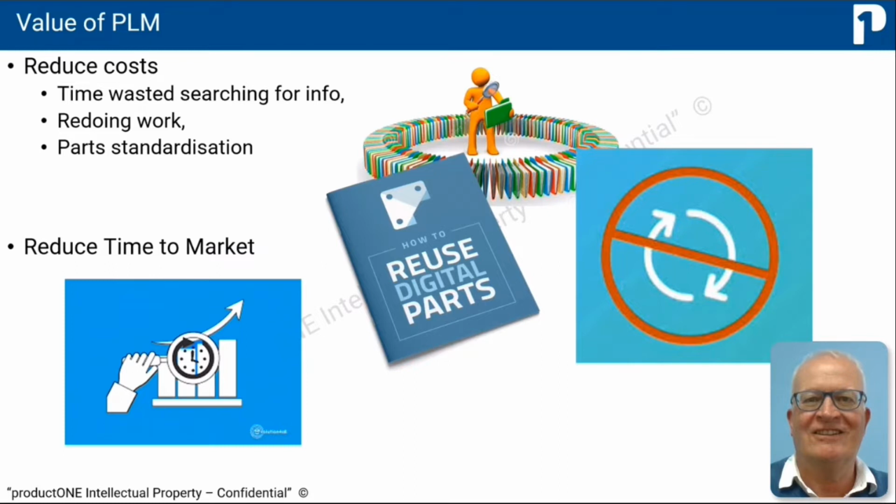Redoing work. Someone has overwritten your work. You can't find something, so you need to actually redo it. What a complete waste of effort. And then part standardization. Why don't you just reuse some of the work that you've already done? Apply it on a different product, on a different variant of a product, rather than having to reinvent the wheel from scratch. All of these things help one reduce costs. And then, of course, the byproduct of this, and maybe actually the most significant thing sometimes, is the ability to reduce the time that it takes to get a new product to market.